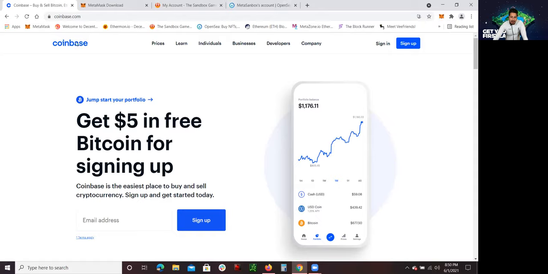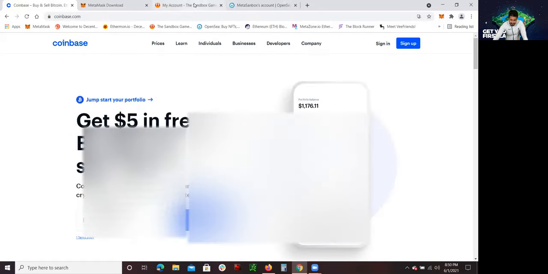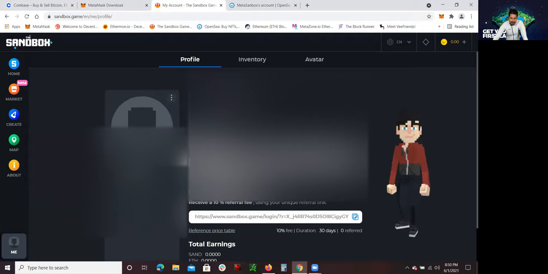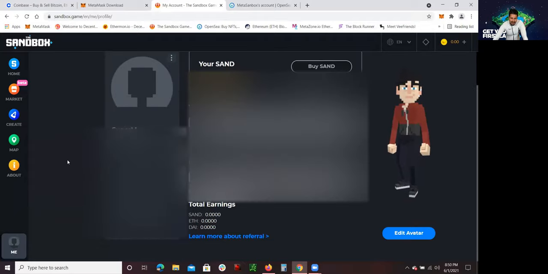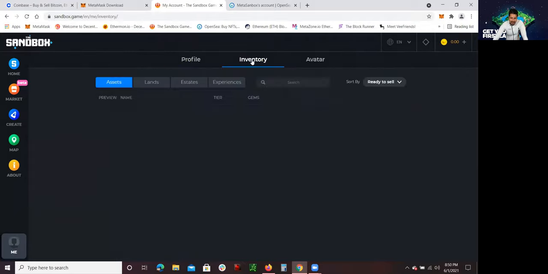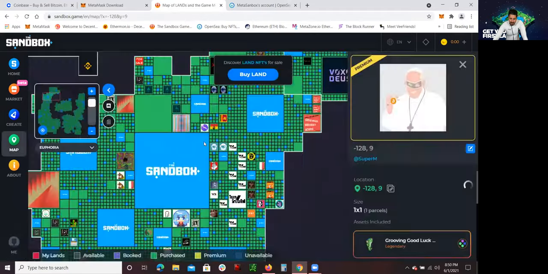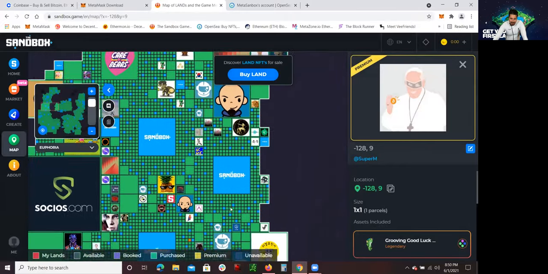So I'm going to show you guys now what exactly I bought. I pretty much bought the sandbox, guys. So this is the sandbox. This is pretty much my account. This is my inventory. This is my profile, and this is the land. This is pretty much the land that I bought. And if you go to view maps right here, it will take you straight to the land that I bought.